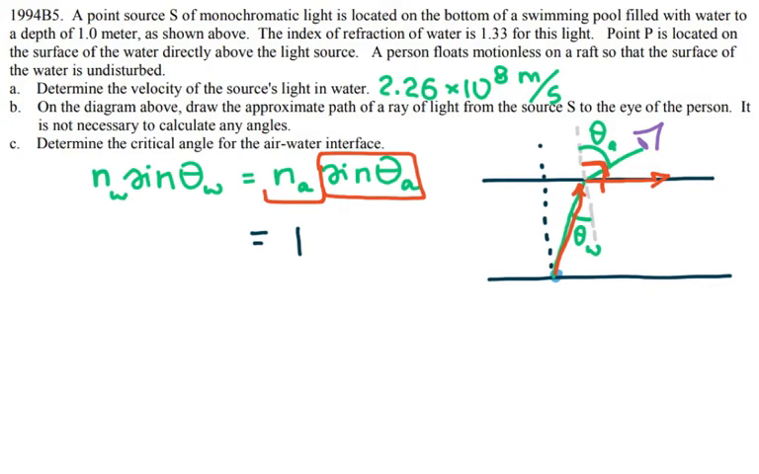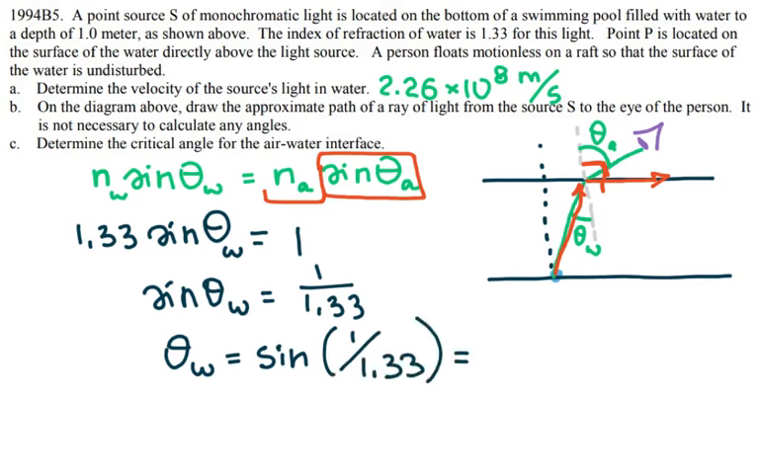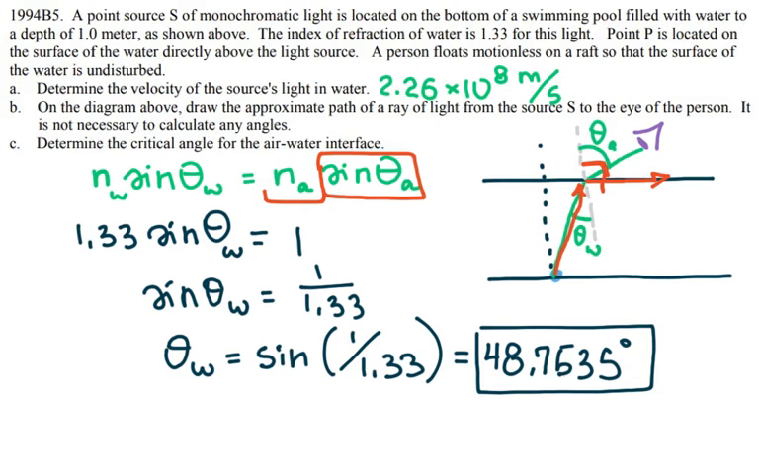Then the index of refraction for water is 1.33, and this is the angle of incidence that I am looking for. So sine of theta in the water is equal to 1 over 1.33. If I want to find this critical angle, I take the arc sine of 1 over 1.33. And that gives me an angle of 48.7535 degrees, or 48.75 is okay.